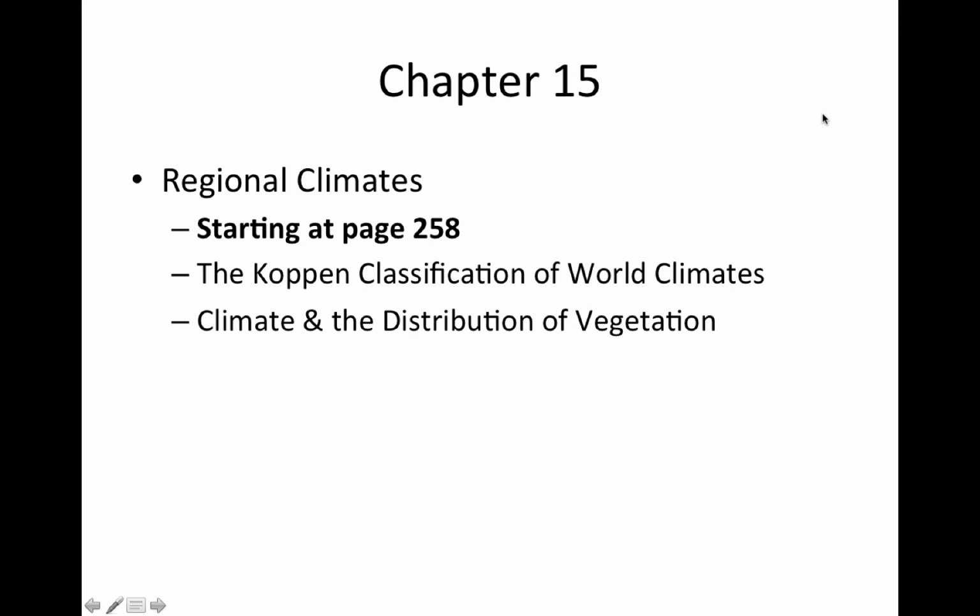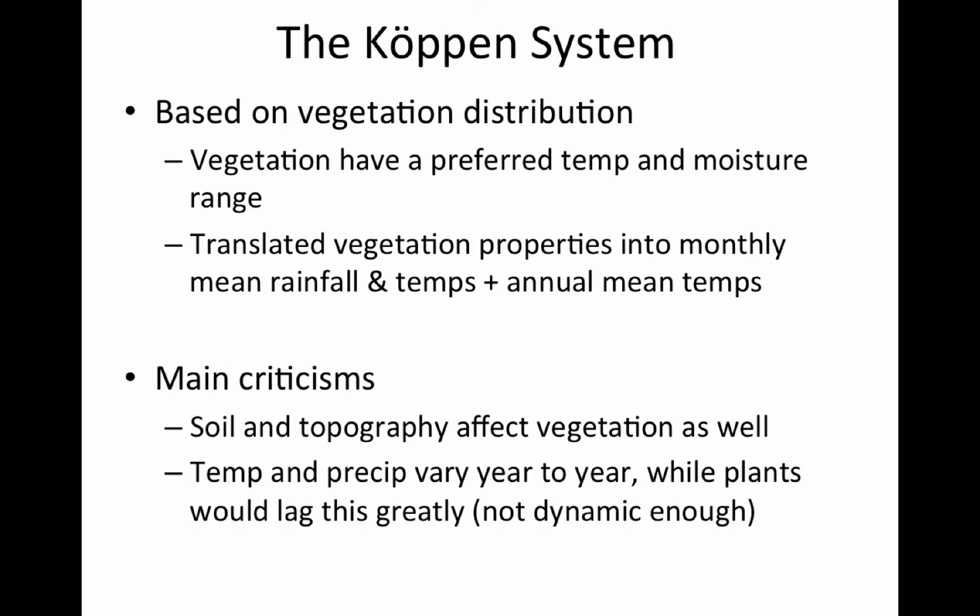In Chapter 15, we're going to start looking at regional climates. We'll start looking at what's called the Köppen classification of world climates, which is essentially based on the distribution of vegetation. The Köppen system is based on the vegetation distribution because vegetation has a preferred temperature and moisture range. Köppen therefore translated vegetation properties into monthly mean rainfall and temperatures and annual mean temperatures as well.